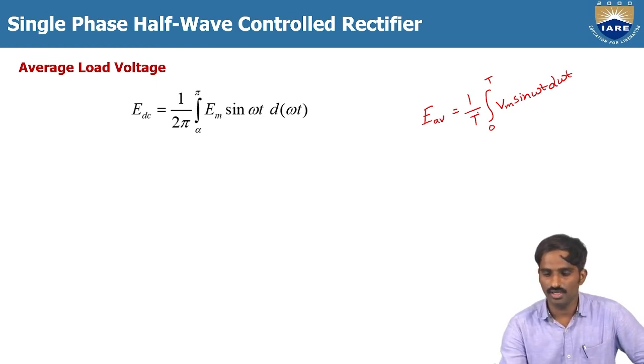Here we should identify what this T and this T are. They are not the same, because this T is the total time period and this T is only the conduction time period. So first we should identify the total time period and the conduction time period.